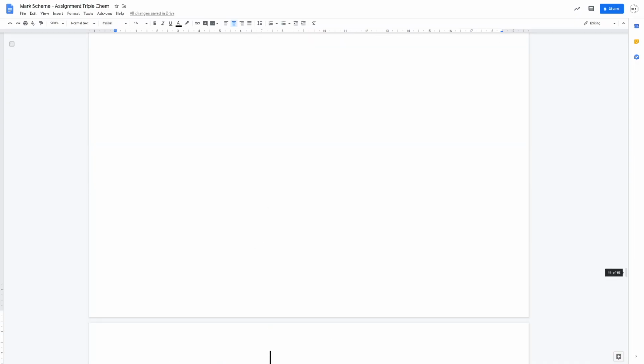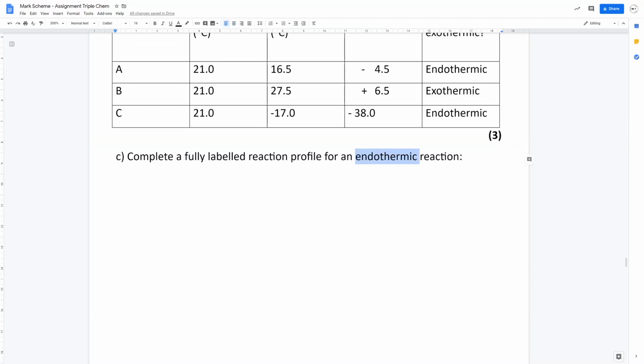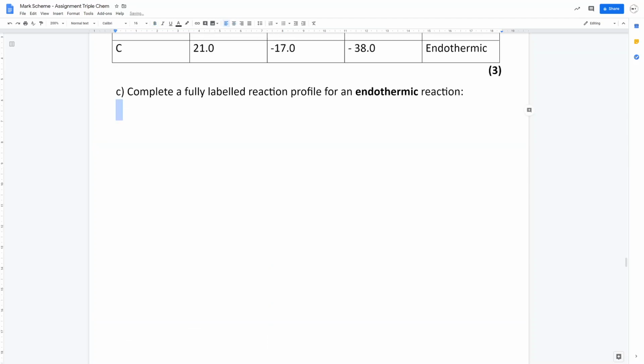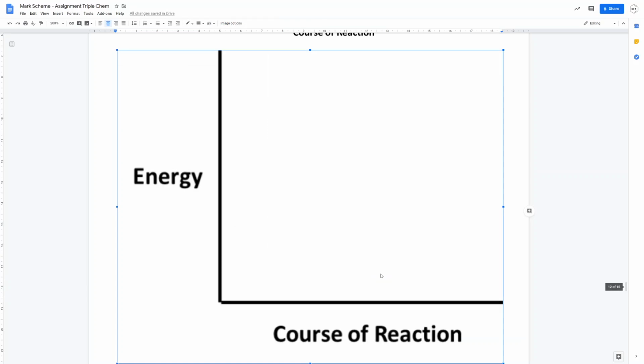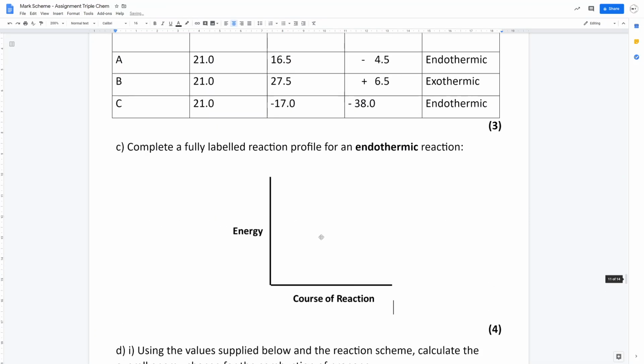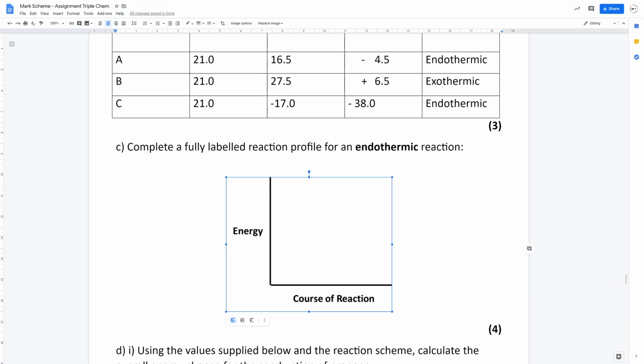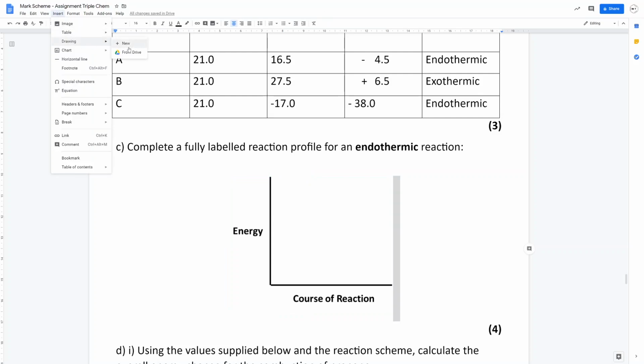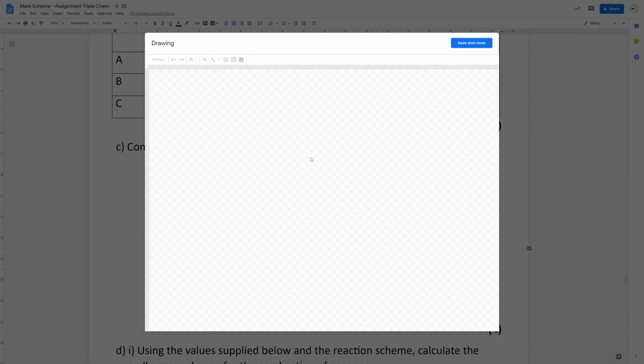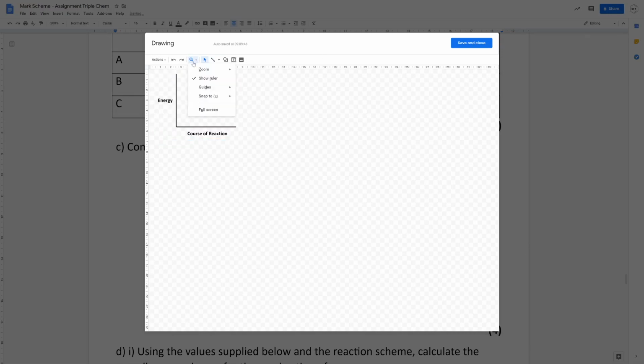What's happened? Oh dear. Okay, it was endothermic, just to be clear. It's endothermic. Okay, right, let's delete that. Okay, so I'm going to copy that, Control C, Insert, Drawing, New. Let's paste that on. Right, let's zoom in a little bit.